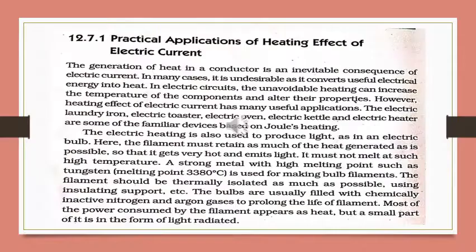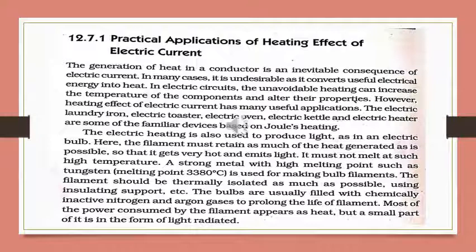And practical applications of heating effect of electric current. The generation of heat in a conductor is an inevitable consequence of electric current. In many cases, it is undesirable as it converts useful electric energy into heat, means that heat gets just wasted. In the electric circuit, the unavoidable heating can increase the temperature of the components and alter their properties.